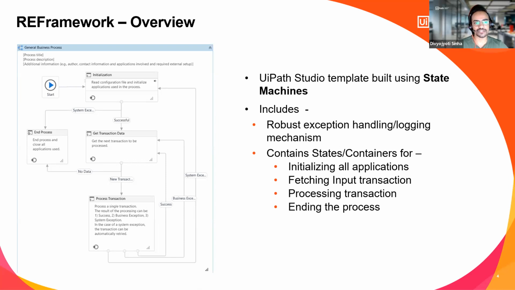Once you do that, you move into the get transaction data state, where you fetch each of the transaction items from the Orchestrator queue and process the transaction. Once all the transactions are processed, you move into the end process state. So this is the basic overview of RE framework.